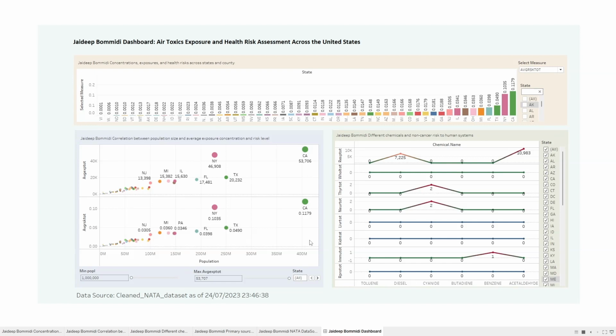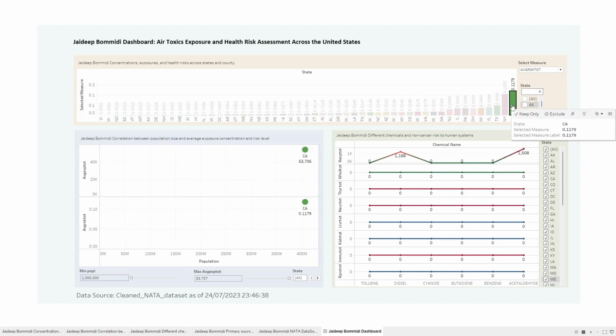Talking about human health, now let us try to understand how chemicals are affecting human health in this chart. As you can see here, it's plotted against respiratory system, whole body, thyroid, neurons, and liver, kidney, and immunity versus the toluene, diesel, cyanide chemicals. If I take all the states into consideration, then the respiratory system is being affected a lot, and it is affected by diesel, and neural and thyroid are affected by cyanide, and benzene is affecting the immunity.